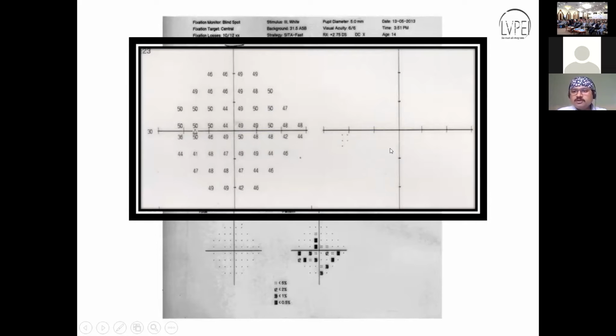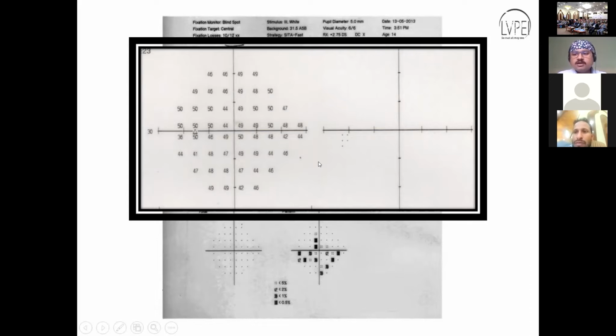And one thing which we need to understand is that normally the pattern deviation will be better than the total deviation. But false positive is the only case where the pattern deviation is worse than the total deviation. So again here, because the patient is continuously responding, we can call it a trigger happy patient. This will cause such kind of white scotomas, and this is also a kind of artifact.